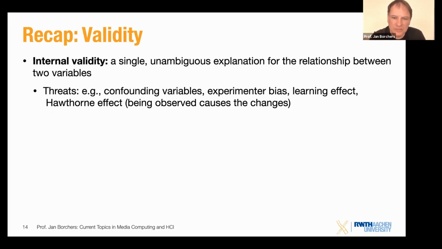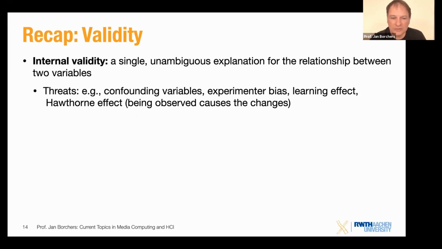But it will also mean that externally, it may not be so relevant because it's hard to generalize the results you found from undergraduate computer science students' performance to the population at large. So a lot of things can threaten internal validity. What I just described is one threat, that you don't have a well-balanced user group. That would be a typical confounding variable.